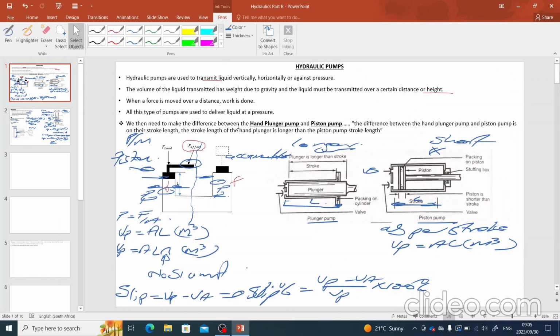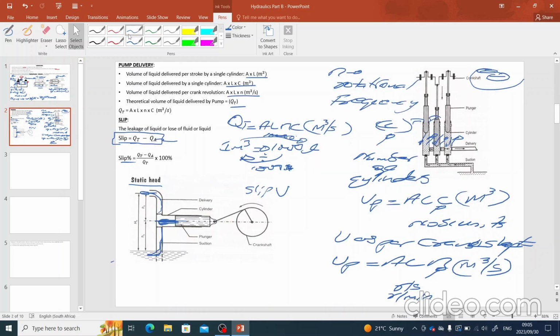Remember when we were introducing hydraulics, we said the volume of liquid transmitted has weight due to gravity, and the liquid must be transmitted over a certain distance or height. And when a force is moved over a distance, work is done. Now, under this system, the work is done when the force shifts and at a certain height everything is delivered. We will then be able to use the static head to calculate the work done.